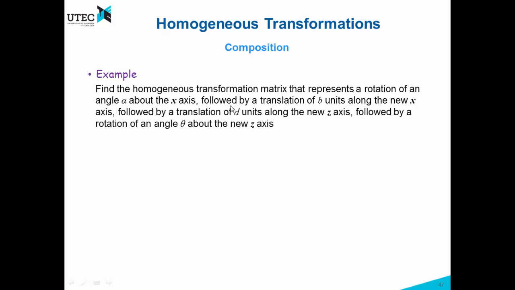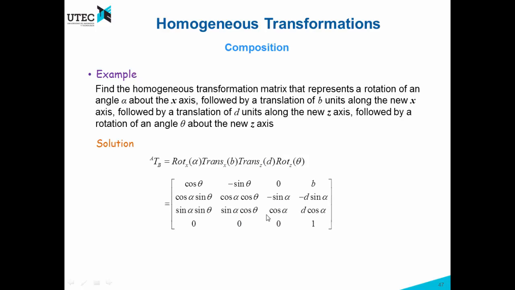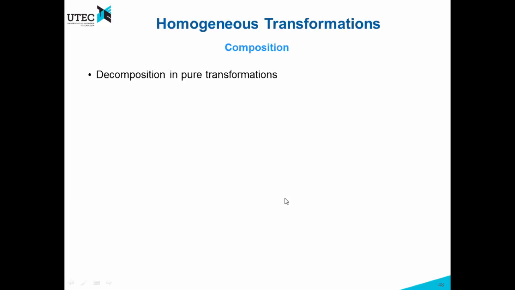We have another example. Find a homogeneous transformation that represents a rotation of an angle alpha, followed by a translation of B along the new x-axis, followed by a new translation of D along the new axis, followed by a rotation about the new axis. As you see, everything is about the new axis, so it will be always a post-multiplication. So first post-multiplication, and post-multiplication. Just operate this and we have that matrix.